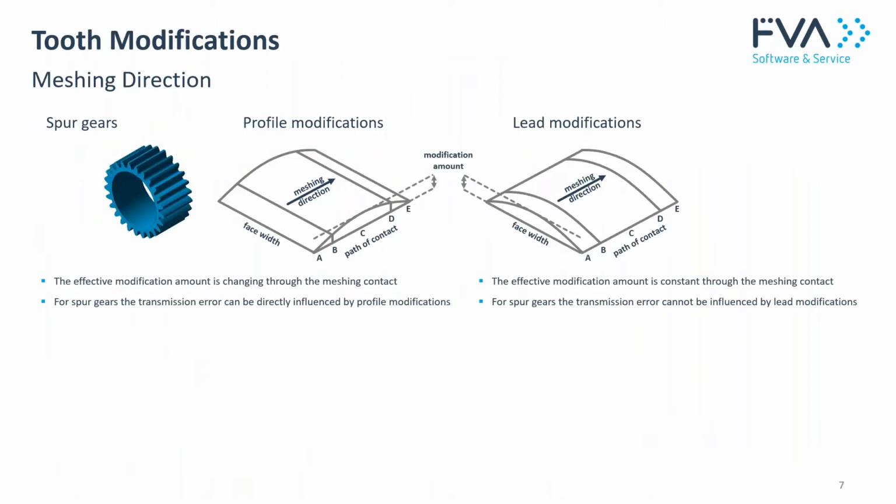Now we come to the toolbox, which we can use to reduce the gear excitations: the micro modifications. For this, we have to understand the interactions of the meshing direction and the micro modification direction. You can see here at the spur gears, the meshing direction means the contact lines are moving in profile direction. So each modification of the profile takes effect on the transmission error.